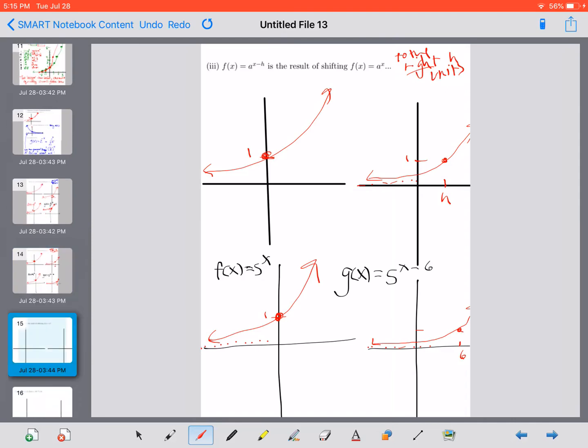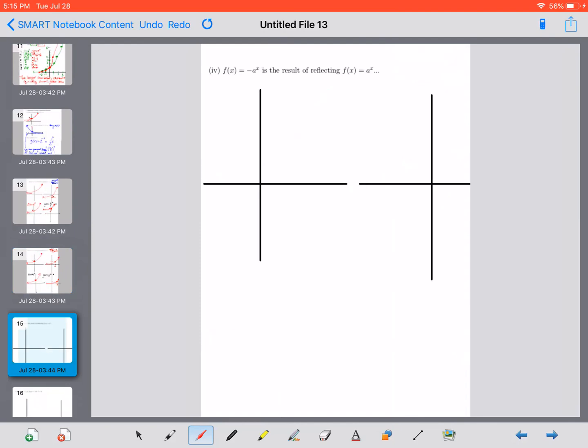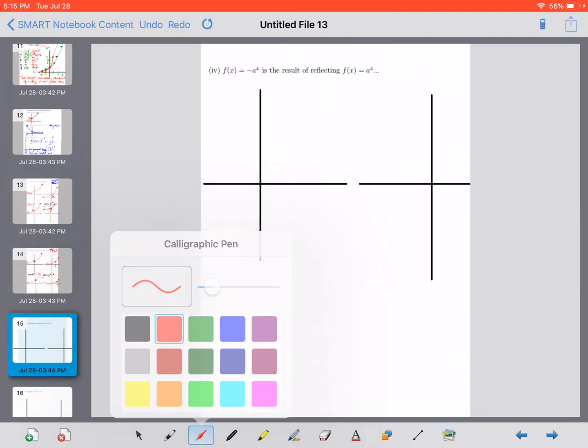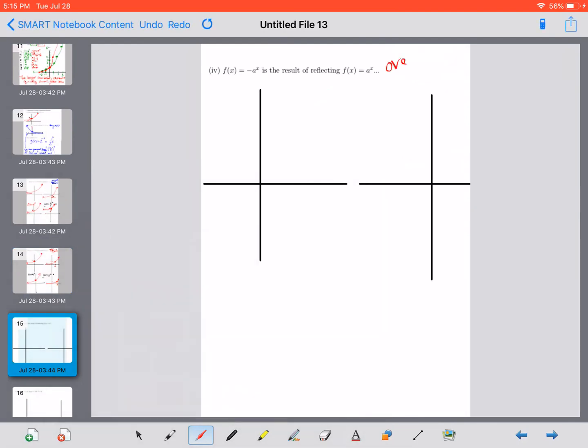Alright, so this tells us how to do vertical shifts, horizontal shifts, and reflections over the y-axis. Our last one would be a reflection over the x-axis. So if we were to replace a to the x with negative a to the x, this is going to reflect f of x over the x-axis. So again, if this is a to the x, has a y-intercept at 1, then reflecting it over the x-axis is going to give you a graph that looks like this. Now it's going to have a y-intercept of negative 1, but the horizontal asymptote is the same.